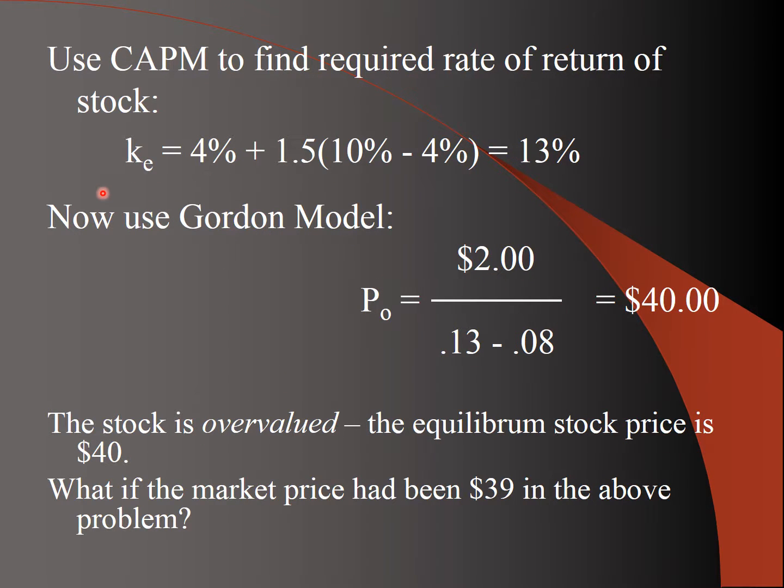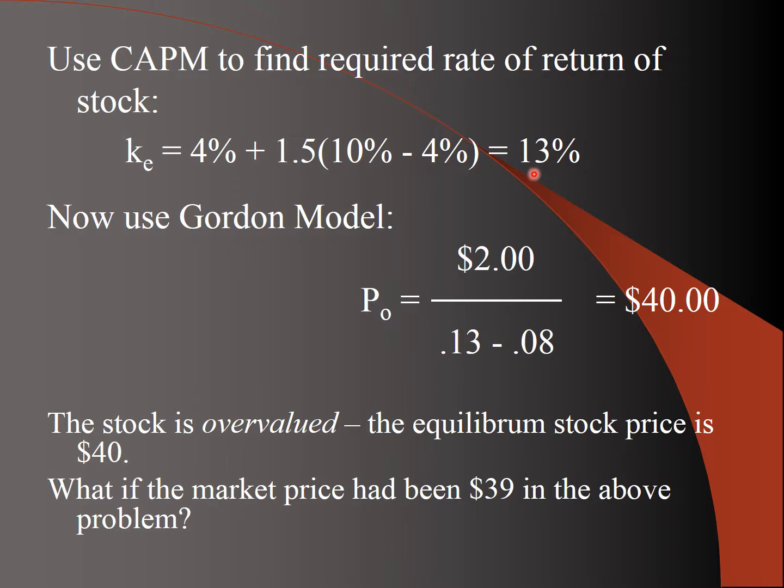So taking the information and plugging it into CAPM, the required rate of return for the security is equal to the risk-free rate. All this information was just given on the previous slide. The risk-free rate plus the beta for the stock multiplied by the return on the market minus the risk-free rate. And that tells us that investors' required rate of return to invest in this stock should equal 13%.